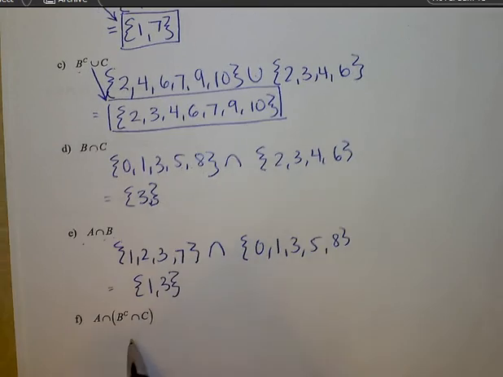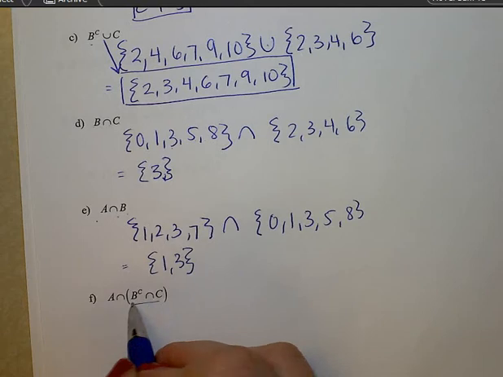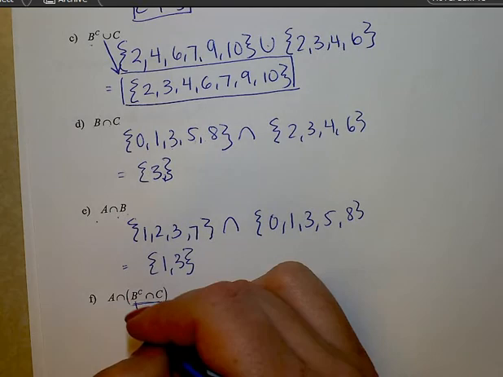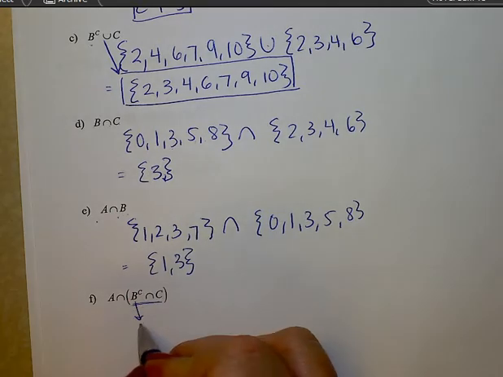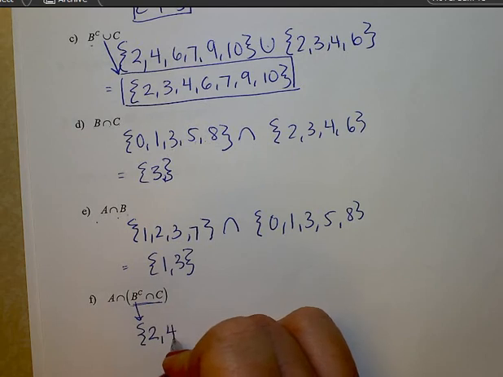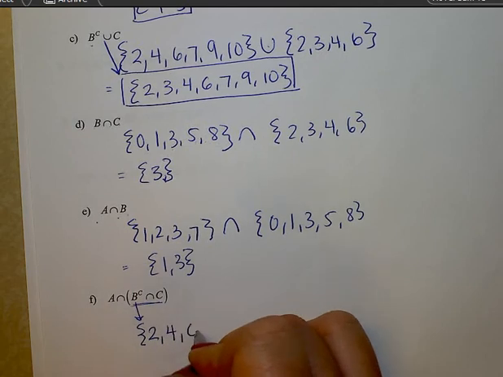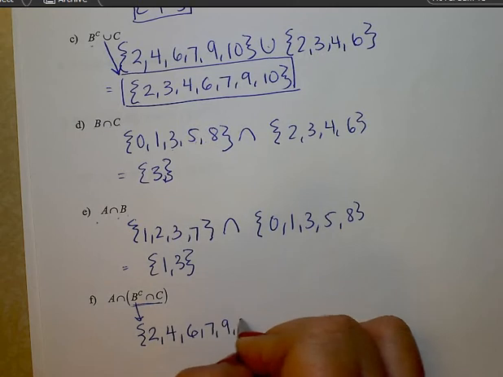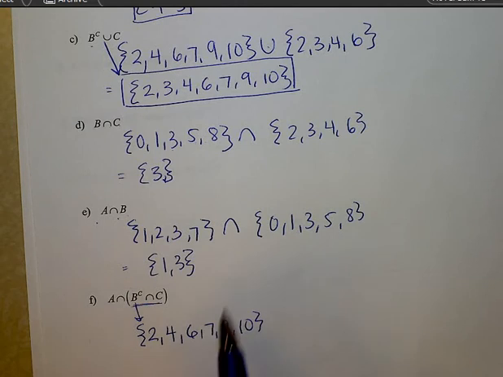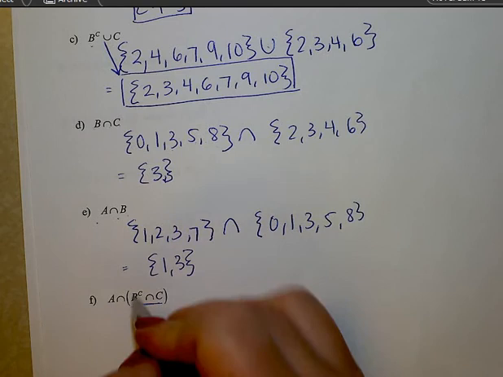Okay, for this bottom problem, first I'm going to take care of the parentheses, and then I'll add this to afterwards. So let's start with what is the complement of B. So I'm going to look back up at the universal set, and I'm going to take out anything from B. So taking out 0, 1, 3, 5, 8. So this is the universal set when I exclude 0, 1, 3, 5, and 8. Okay, so this is B complement.